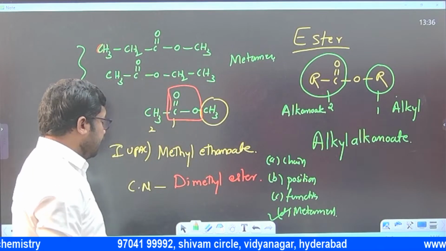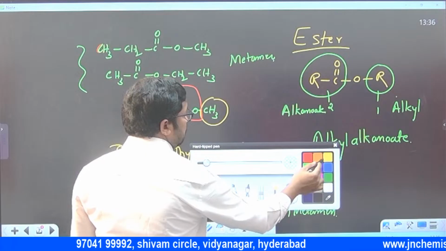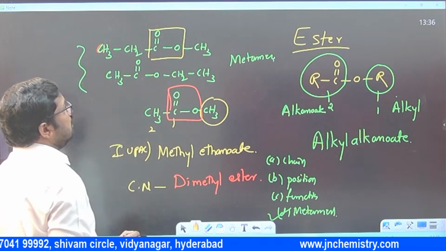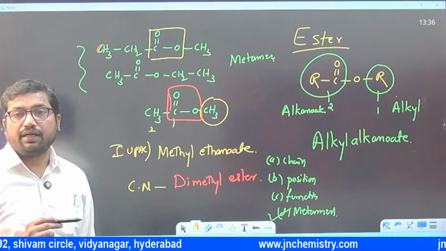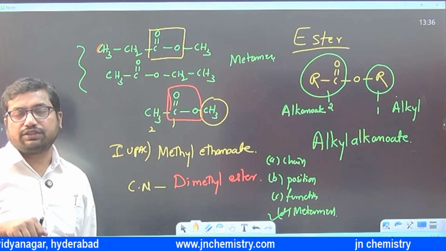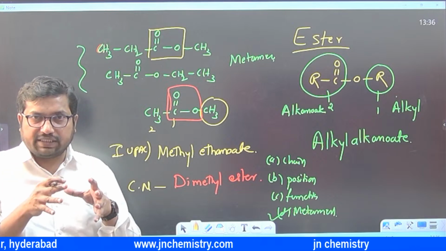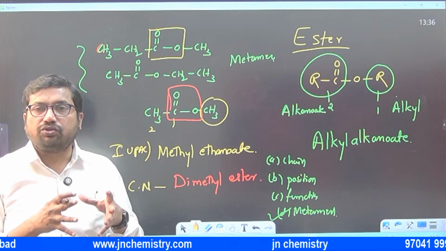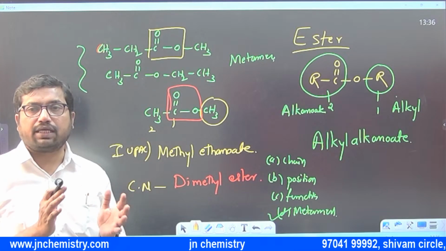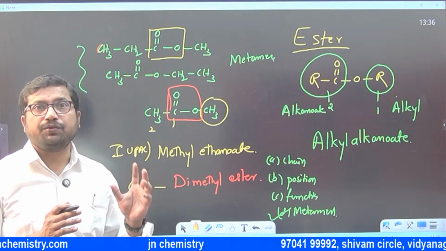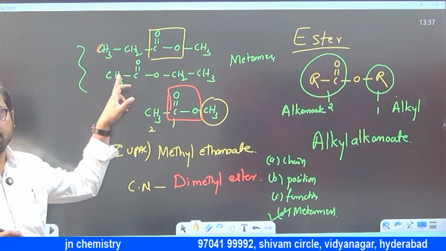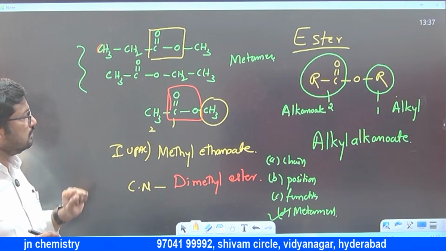So actually, this is the functional group, right? Two different alkyl groups attached to the functional group, which is sandwiched in the center, will show metamerism. Metamerism and position isomerism are both in confusion there, so we need to give more priority to metamerism, right? Both are metamers. Got it?